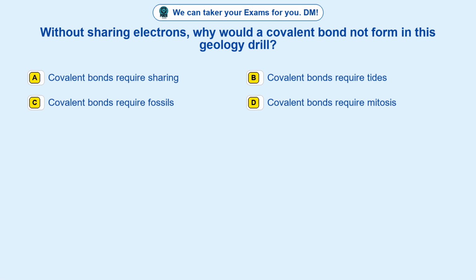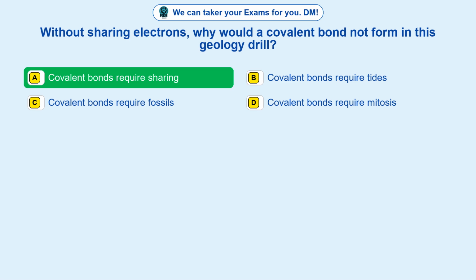Question 34. Without sharing electrons, why would a covalent bond not form in this geology drill? Option A, covalent bonds require sharing. Option B, covalent bonds require tides. Option C, covalent bonds require fossils. Option D, covalent bonds require mitosis. The correct answer is option A.